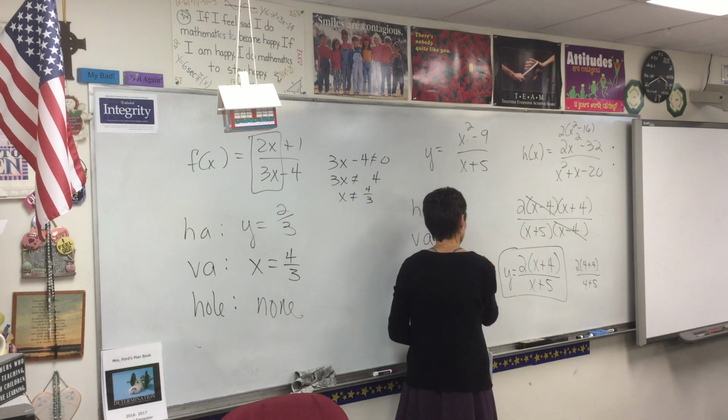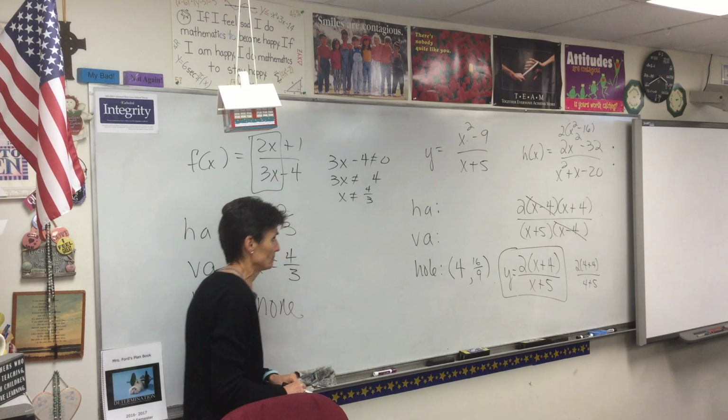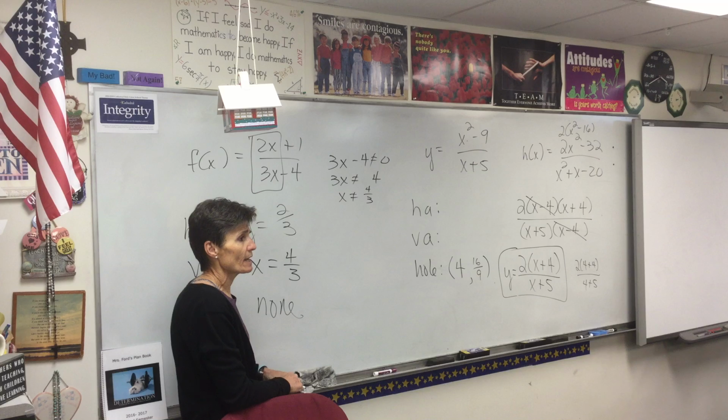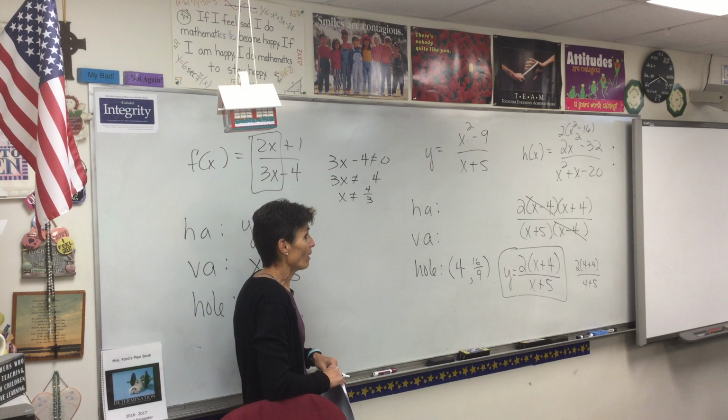I think it's 16 over 9, isn't it? How did you get that? 4 plus 4 is 8, times 2 is 16. I thought it was 18. Sorry, excuse me. Alright, so does everybody get where the hole came from?